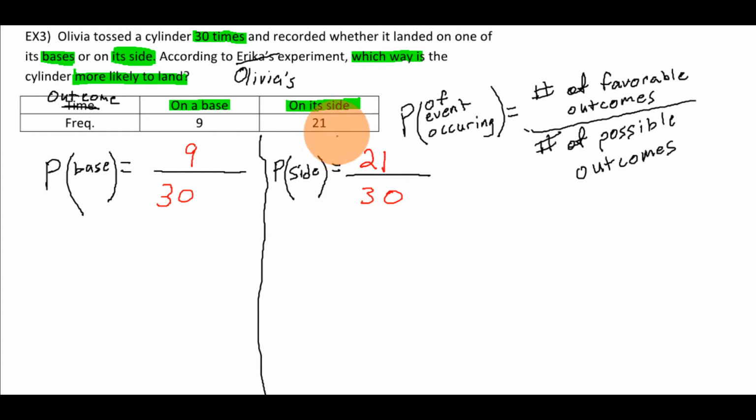Cool. So let's just look at something real quick. I can see the values in the denominators are both the same. They're equivalent, 30 and 30. Since this is the case, I just have to look at the values in the numerator. What's up top? I have a 9 and a 21. Let's compare. Which one is larger? Well, 21 is larger. Therefore, this probability here is larger than this probability to the left. So, the cylinder is more likely to land on its side.